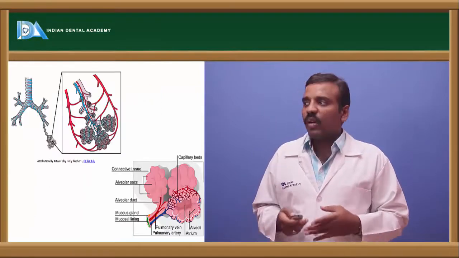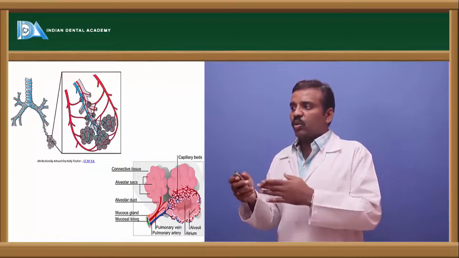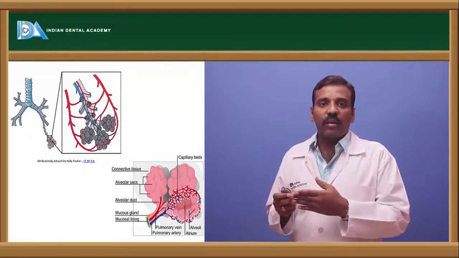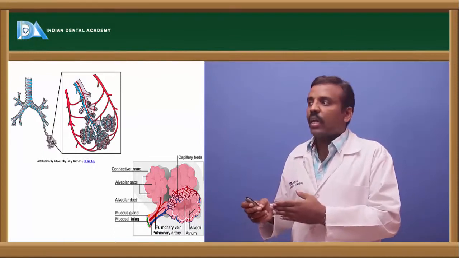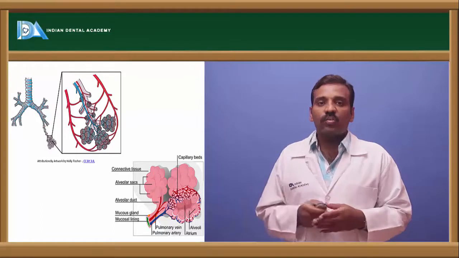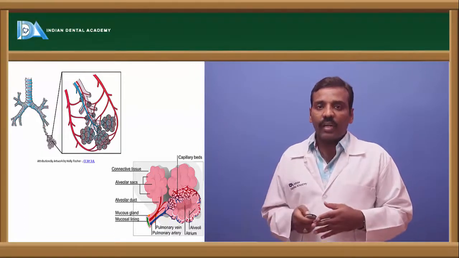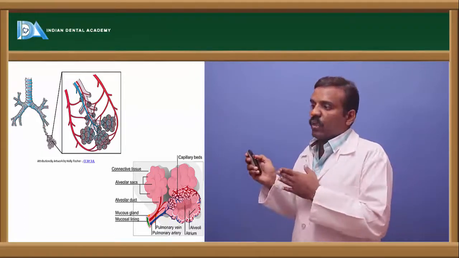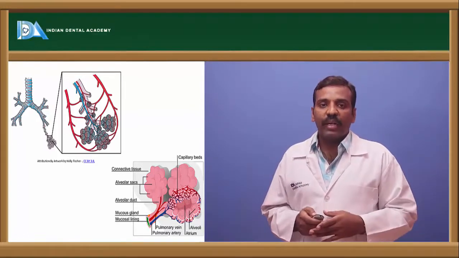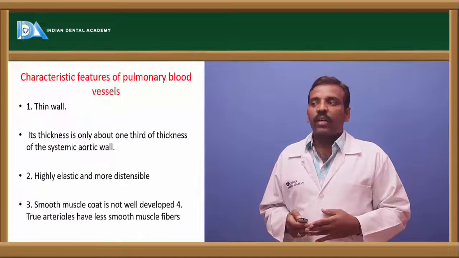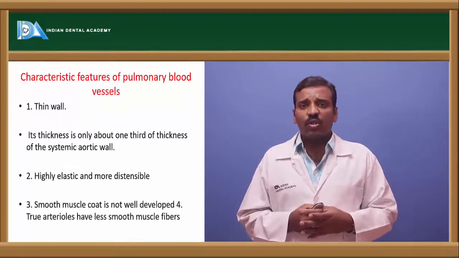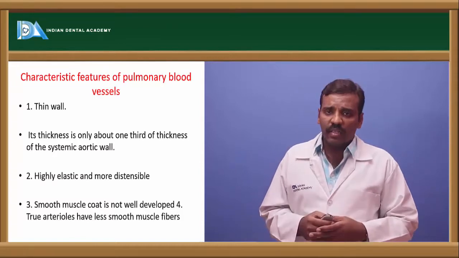Next, if you see this diagram, we will come to know the glands which are present, how the capillary beds are arranged, what the physiological shunt is, how the arteries are situated, and how the venous system is differentiated from the arteries. Next, if you see the characteristic features of the blood vessels of the pulmonary circulation.